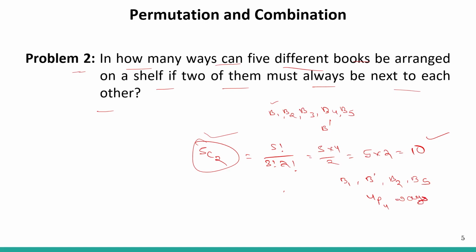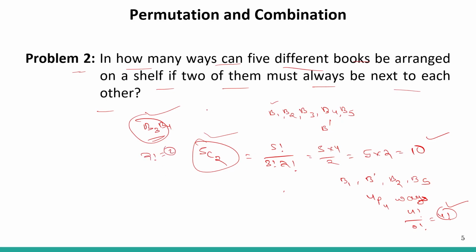Because there are 4 books and we want to order them, it will be 4 factorial ways. While choosing B3 and B4, how can these two be arranged? In how many ways? It will be 2 factorial ways, that is equal to 2 ways.